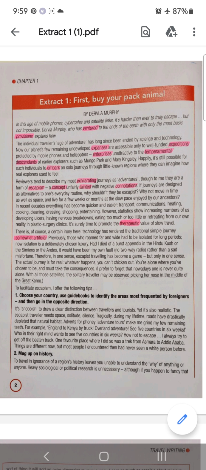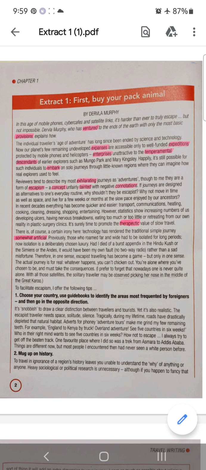Descendant. Now, your descendant is your child, your grandchild, your great-grandchild. These are your descendants. And if you're a descendant, then your grandfather and your great-grandfather, and so on, is your ancestor, right? So the descendants of these earlier explorers who really used to travel find these not really adventurous, not an actual and real adventure. Happily, it's still possible for such individuals to go on solo journeys through little-known regions where they can imagine how real explorers used to feel.